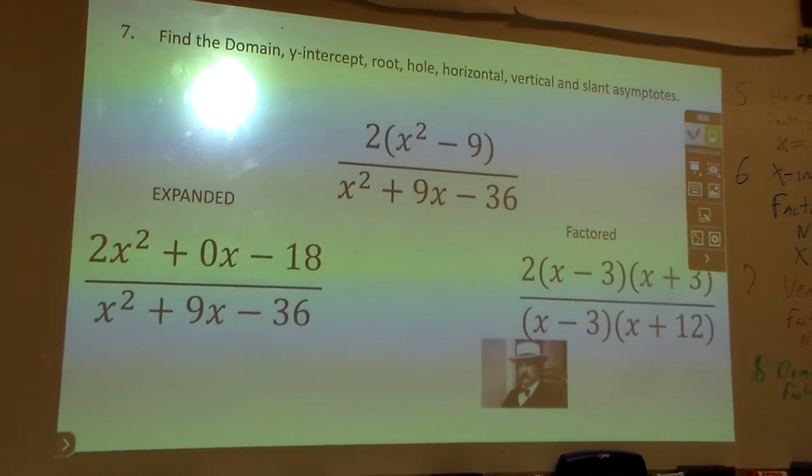All right? So you need them factored and you need them expanded on all these.